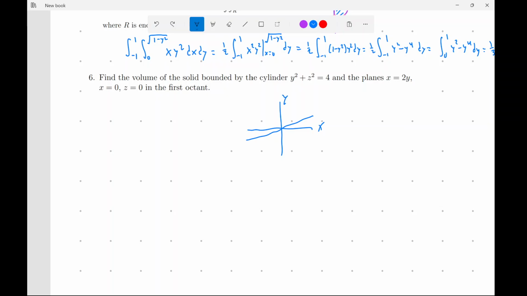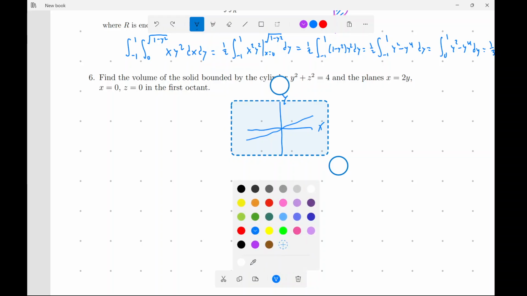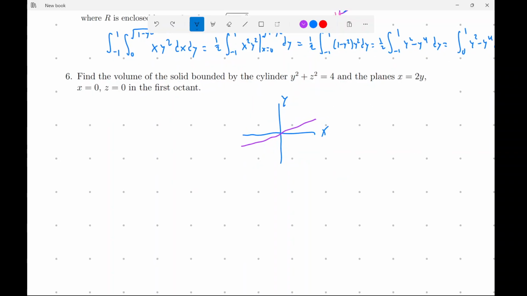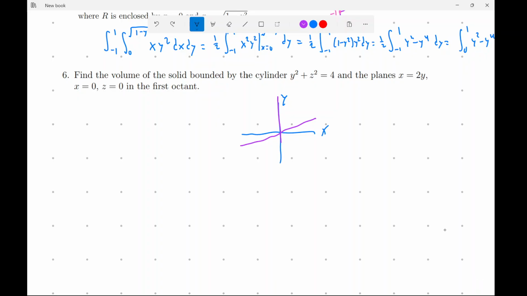I also want the cylinder. Here, I'm going to draw the curves in purple. Okay. So we have that one. We have x equals 0, which is this. We have the cylinder y squared plus z squared. Oh my god. Why? This is so ugly.